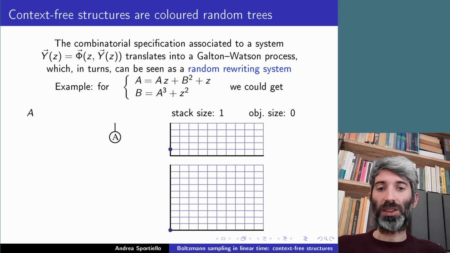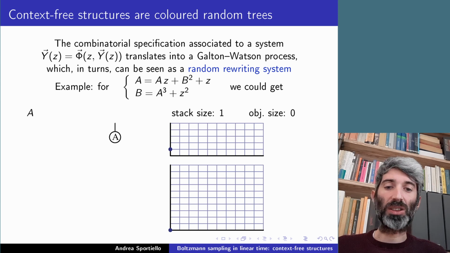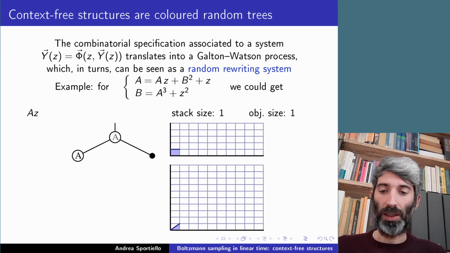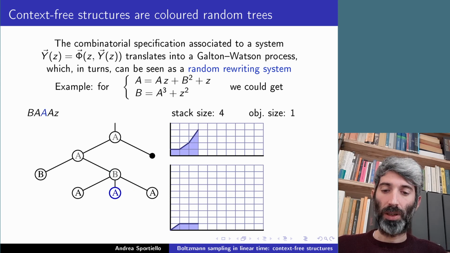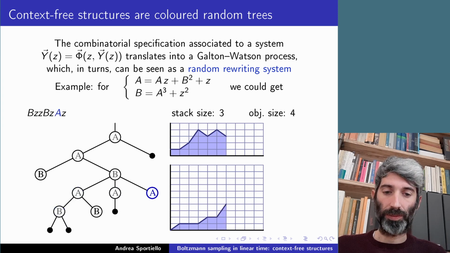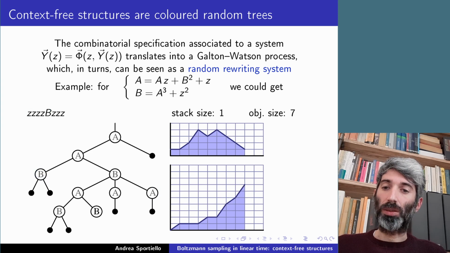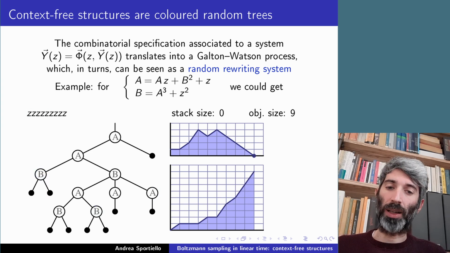So, context-free structures are colored random trees in a hidden way. For example, for this small grammar, you have A, and you can break it in one of the three types given in the equation, in this case by aZ, and then you take another a and you have b squared this time, and a b, and you break in a cube, and so on and so forth, up to when you don't have any more letters in the stack. So you go from the specification to a Galton-Watson tree, to a random rewriting system, if you want.